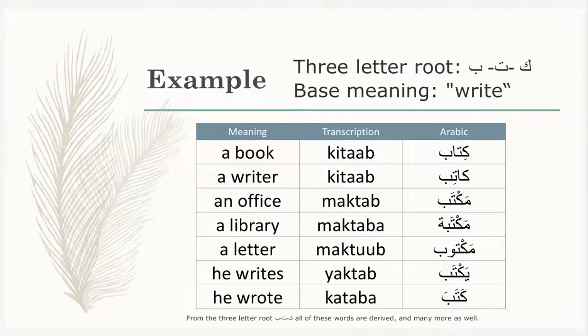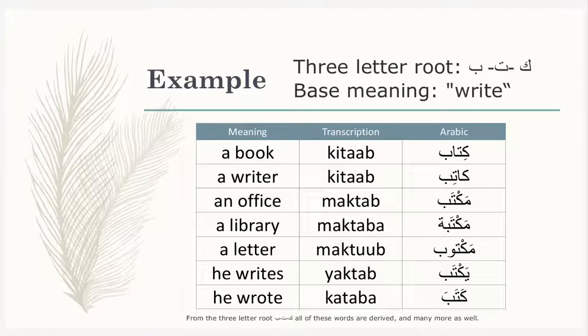Okay. So what is the example of that? The example is that there are three root letters called kaf, ta, and ba. There are many words that can be created out of that, right? And there's a list of it up on the screen. Kitab, which means a book. Katib, which means a writer. Maktab, which means an office.